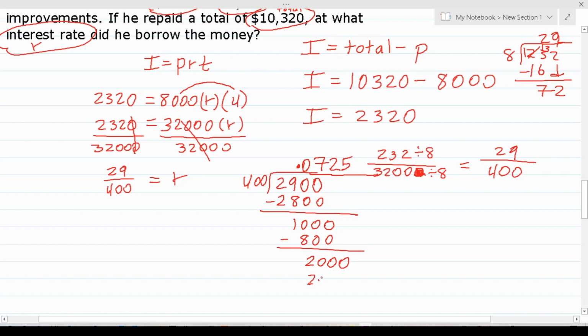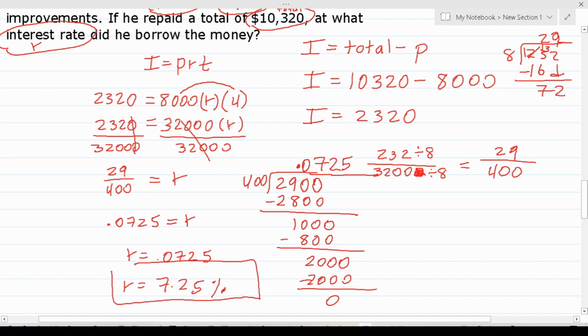5 times 400 is 2,000, so we can see there's no remainder. So we can see the rate is 0.0725. And in math, it's customary to write the variable for which you solved on the left. So this is going to be R equals 0.0725. And again, in terms of a percent, this is 7.25%. So we can see that for his loan to make home improvements, he got an interest rate of 7.25%. And pretty tedious problem, but it's a good review of how to do some long division.